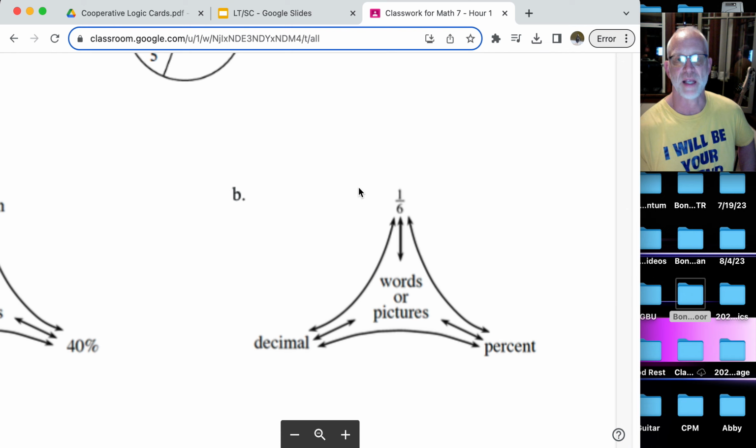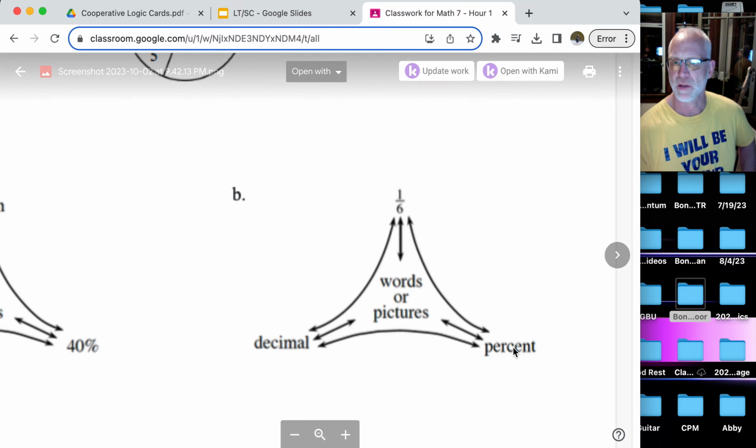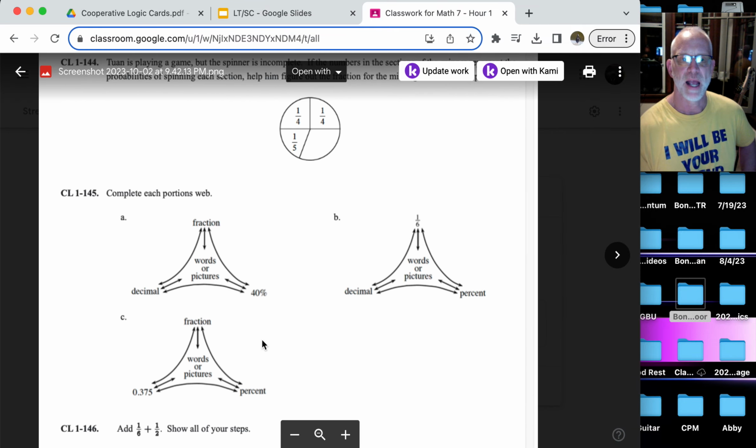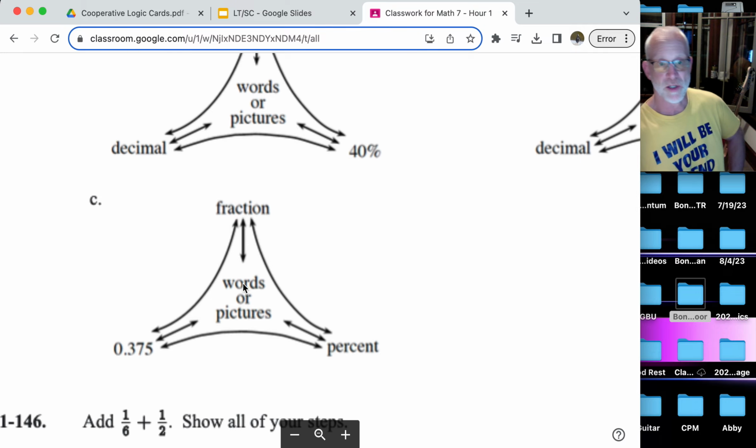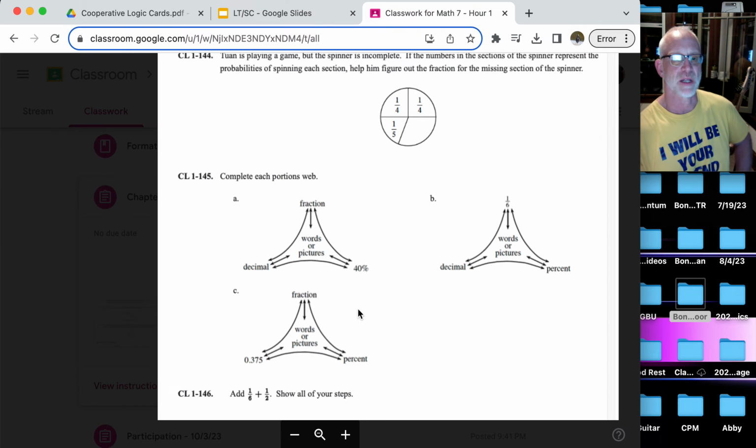What about 1/6? Can you draw that as a picture? Can you make that as a decimal? Can you make that as a percent? And 0.375. Can you convert that to a picture, a fraction, and a percent?